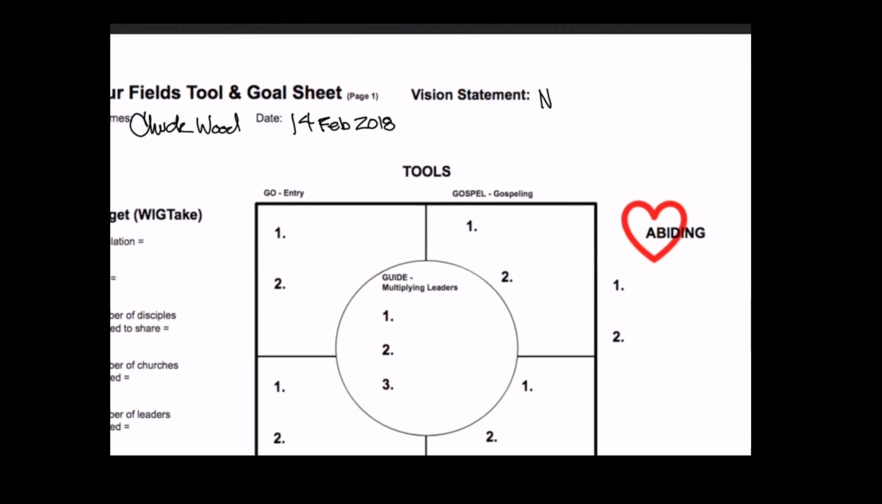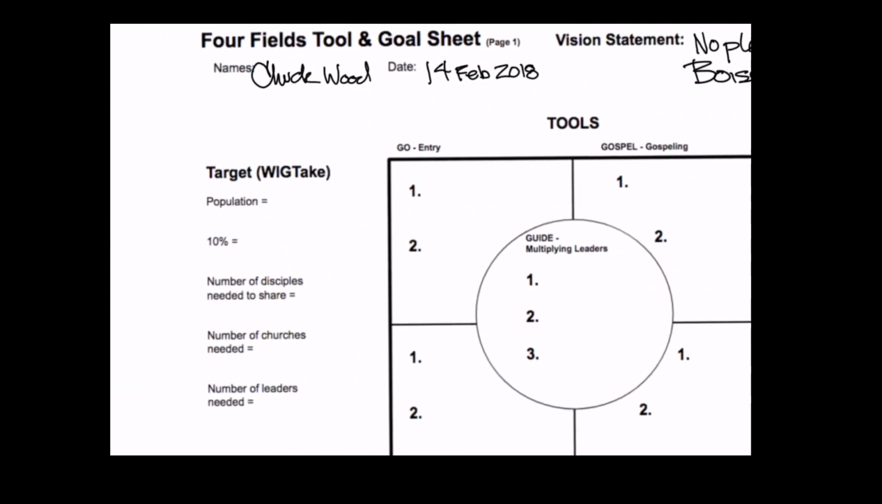And then we want you to fill in the vision statement. Keep your vision statement real simple. I put as an example, No Place Left, Boise, Idaho. So that's super simple, all right? It could be No Place Left in your family, or in your neighborhood, or it could be making disciples in Zimbabwe. Something that's super simple.